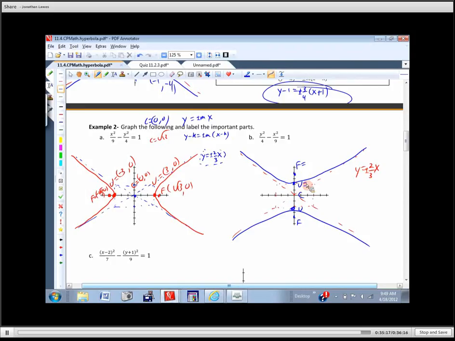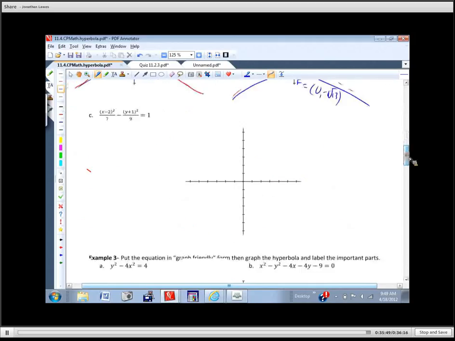So if this were a test question, this is what I'd want to see. I'd want to see all five of those. I'd want to see the equations for the asymptote. I'd want to see dotted lines for the fundamental rectangle and the asymptotes and all that sort of stuff. Center at 0, 0. 0, negative 2 and 0, 2. And then we went up radical 13 and we went down radical 13. Any questions? Easy enough? Okay, hopefully so.